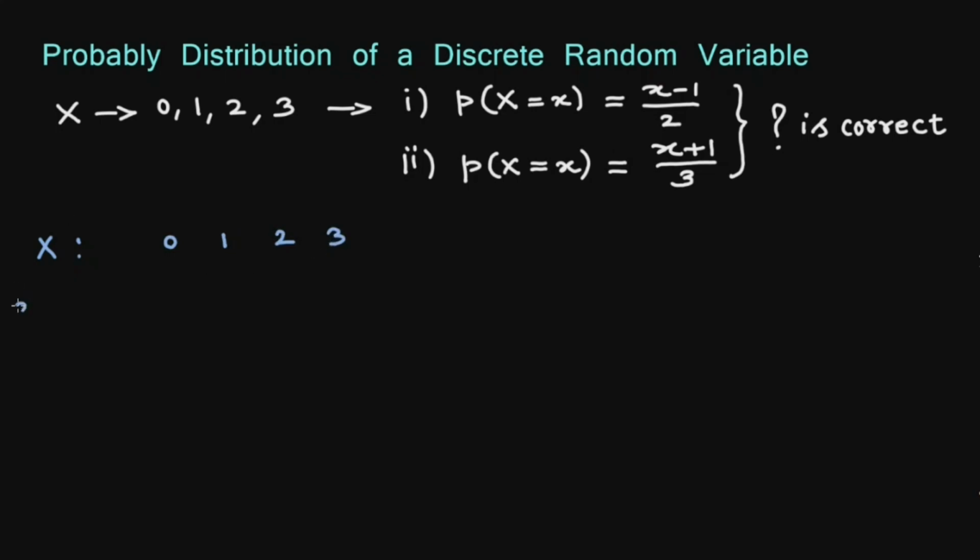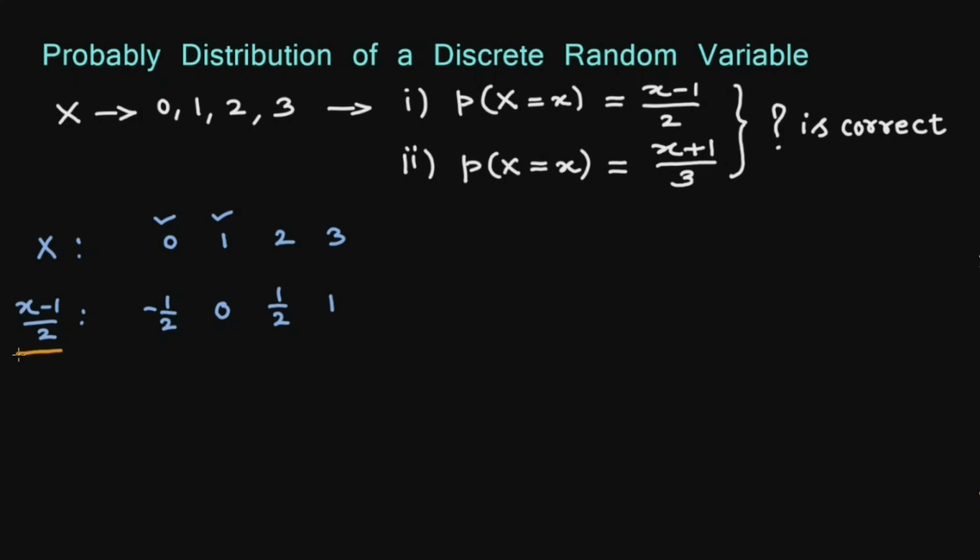In the tabular form, it is random variable x whose values are 0, 1, 2, and 3, and the first probability mass function x minus 1 upon 2. Accordingly, the corresponding probabilities will be, for 0 it will be 0 minus 1 upon 2, that will be minus half. For 1, 1 minus 1, 0 upon 2, that will be 0. For 2, it will be 2 minus 1, that is 1 upon 2. And for 3, it will be 3 minus 1 upon 2, 2 upon 2, that is 1.